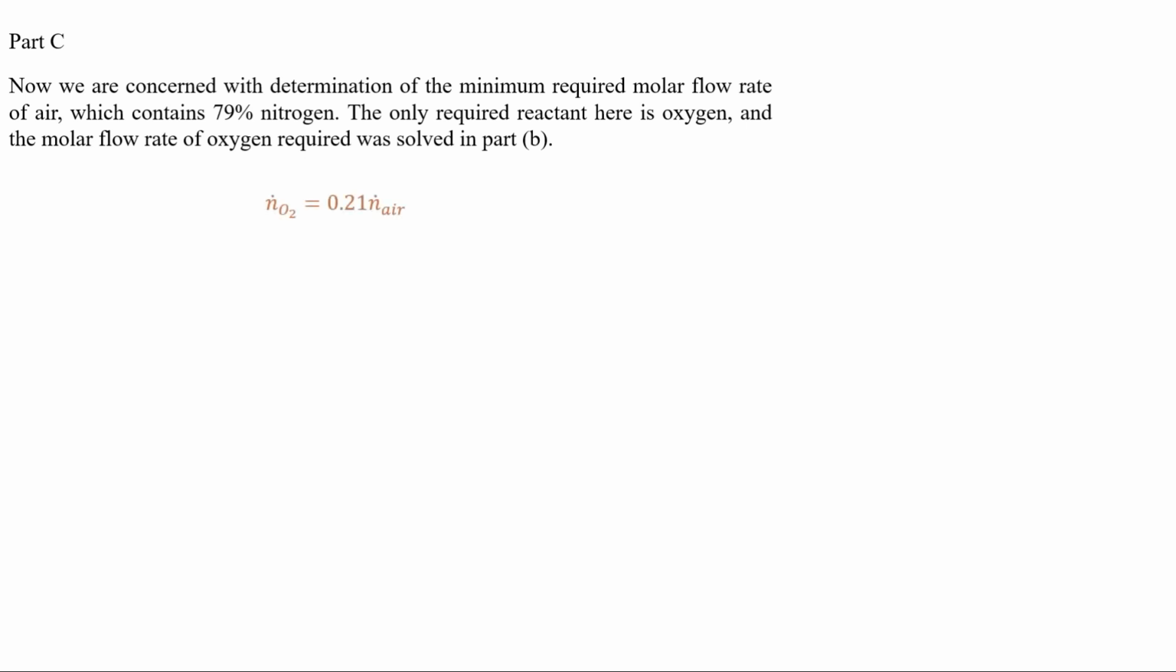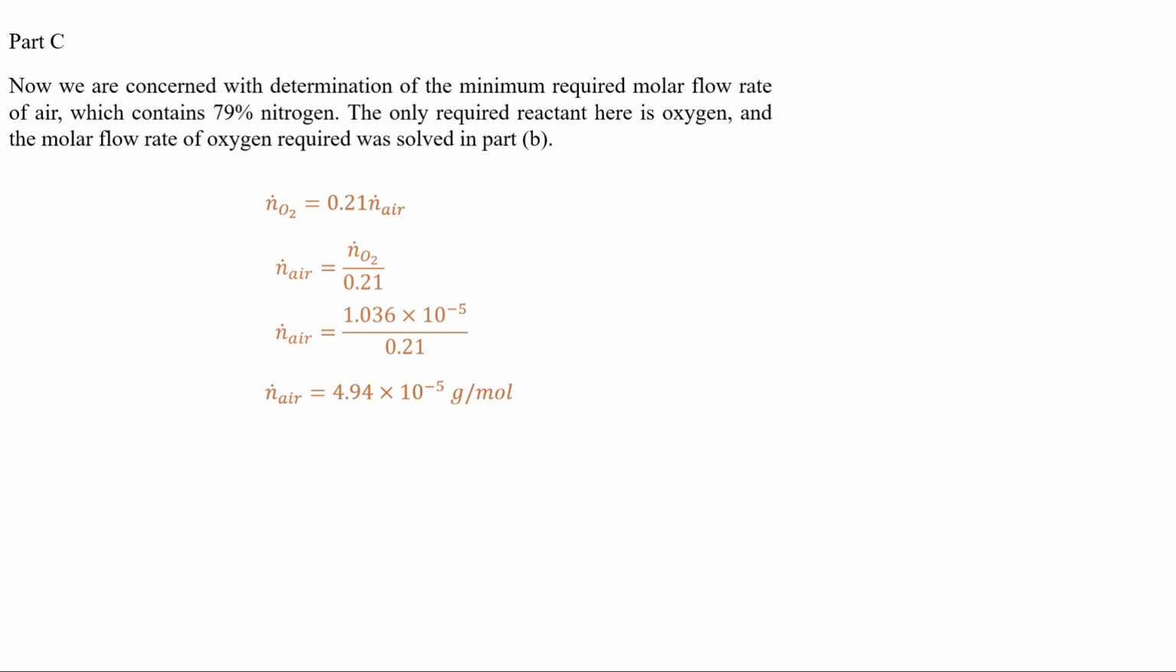So we can write that the molar flow rate of oxygen is basically 0.21 of air, or 21% of air. So the molar flow rate of air required will be nothing but the molar flow rate of oxygen divided by 0.21. We determined the molar flow rate of oxygen in part B, and by dividing it by 0.21, the minimum amount of air required in order to generate 4 ampere current from a fuel cell will be 4.94 × 10^-5 gram per mole.